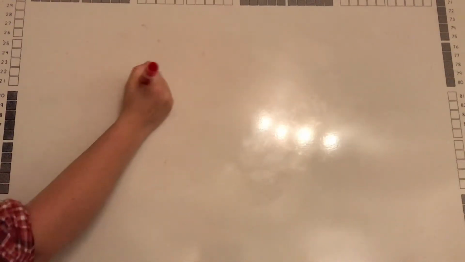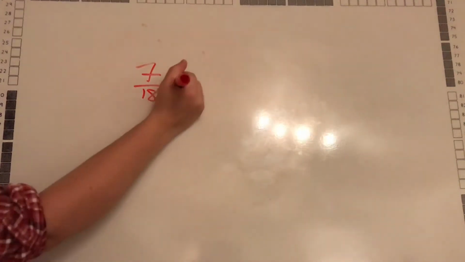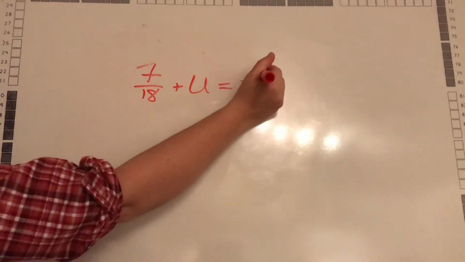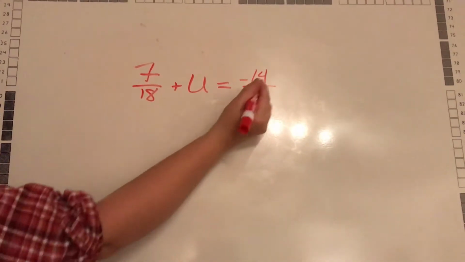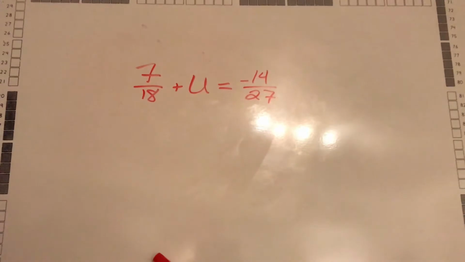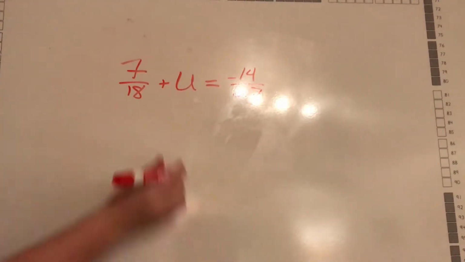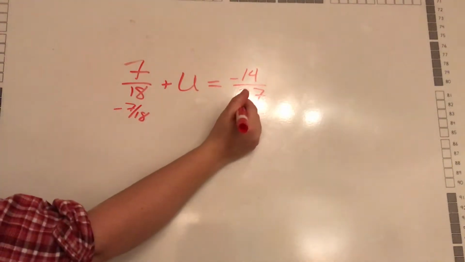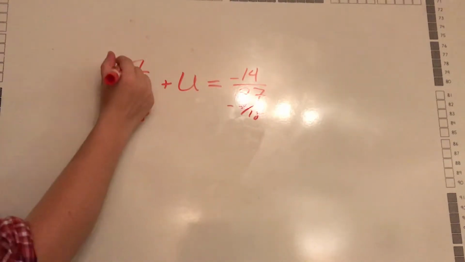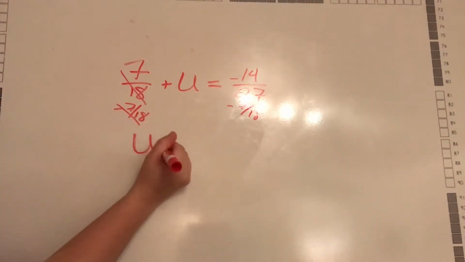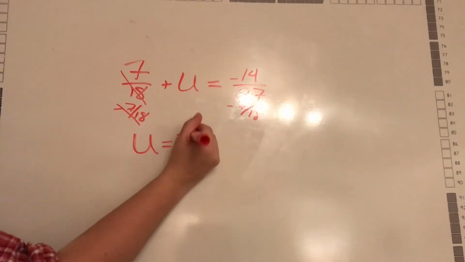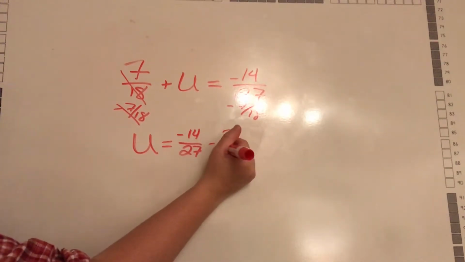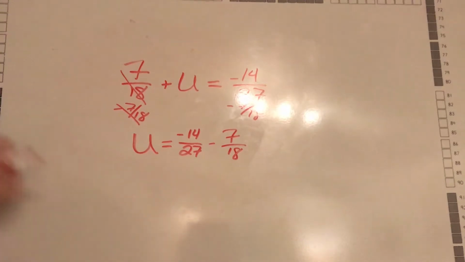So we have 7/18 plus u equals -14/27. The first thing we're going to have to do is isolate u. So we're going to subtract 7/18 from each side. What it does over here is it cancels that out and leaves us with u. U equals -14/27 minus 7/18. What do we do?